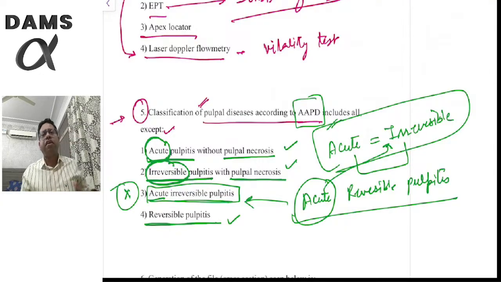Yes, if we read some very old texts like the initial editions of Grossman, pulpitis used to be distinguished into acute reversible and acute irreversible pulpitis. But contemporary practice does not support these terms. Acute always means irreversible. So remember this system of classification of pulpal disease. Acute irreversible pulpitis is not there, and there is nothing called acute reversible pulpitis. It is either reversible or acute. Acute is irreversible.